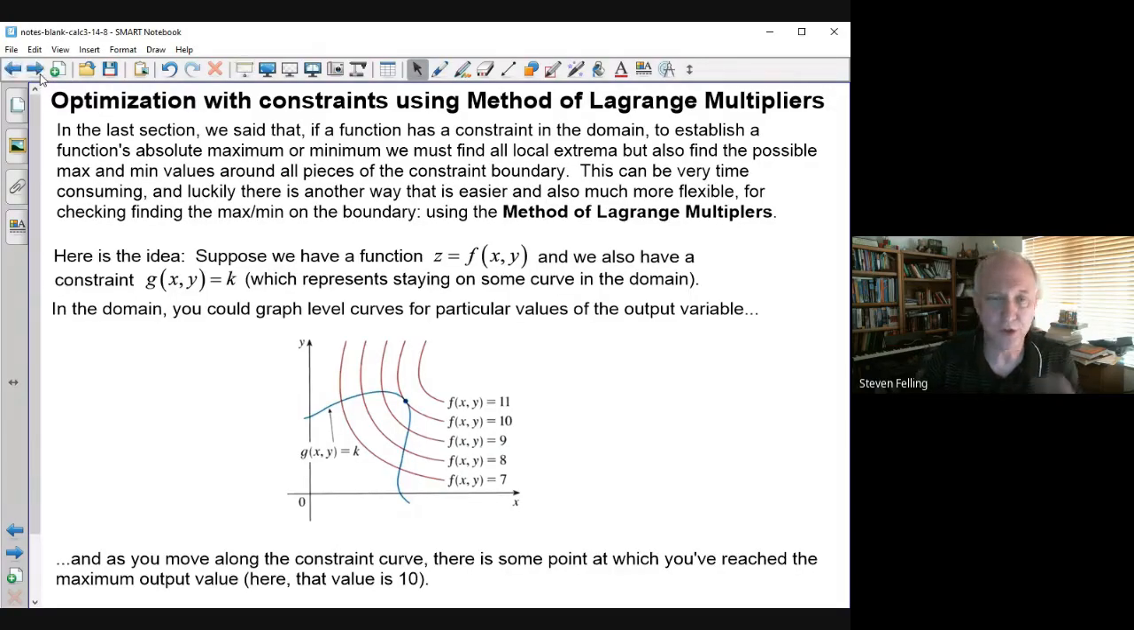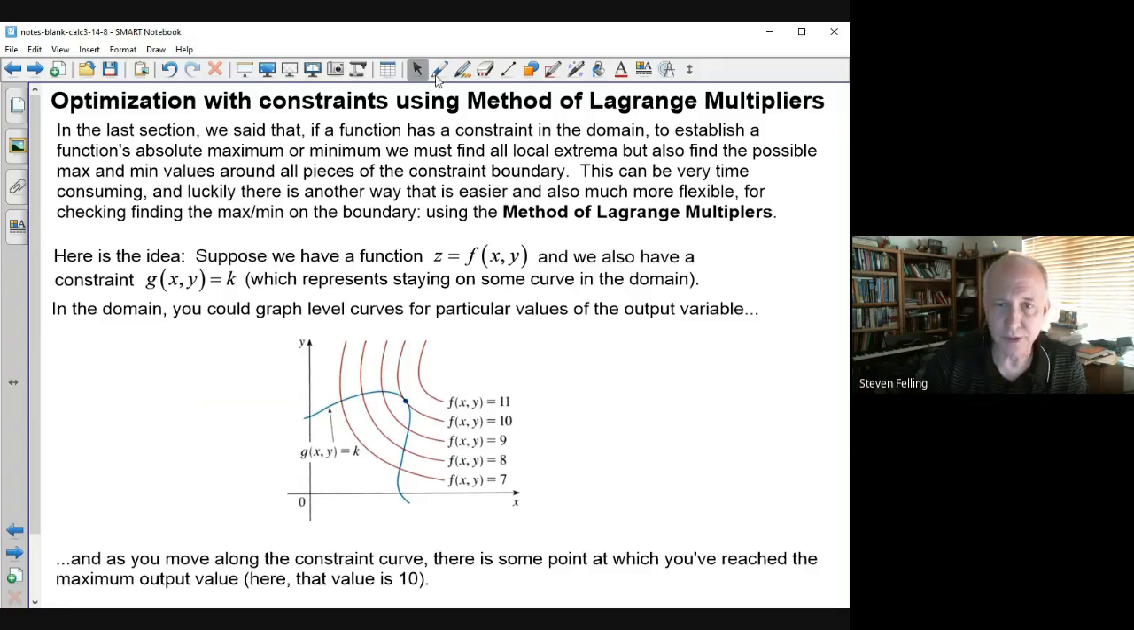Okay, so this is called optimization with constraints using the method of Lagrange multipliers. And in the last section, we said if a function has a constraint to establish the absolute max or min, we have to find the local extrema, right? But with the Hessian determinant procedure, but also check the values on the constraint boundary, right? So a more general method is this.